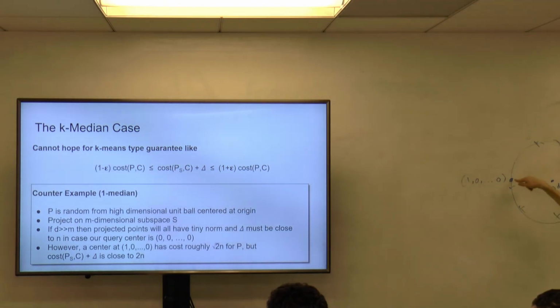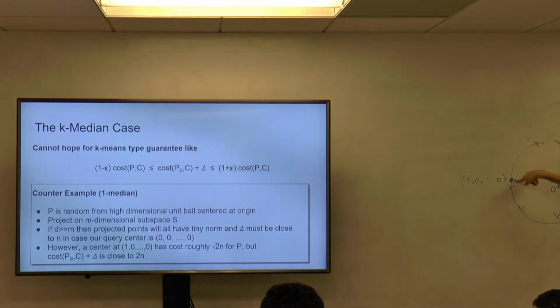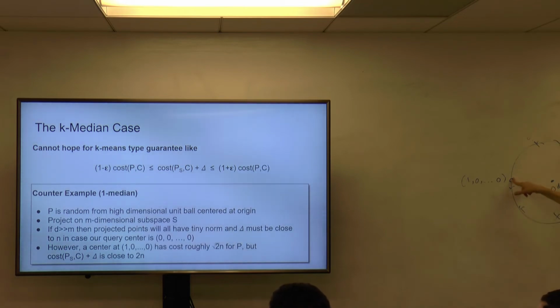On the other hand, what happens if my query center is instead a point on the ball? It doesn't matter which point, but suppose I choose this point, 1, 0, 0, 0. What is the cost of using this point, the 1 median cost? At some point on the ball, what is the sum of distances of all my random points to it? If I take a fixed point and a random point on the ball, their distance is about square root 2. And I have n of these points. So the cost is going to be square root 2 times n. Is that clear?